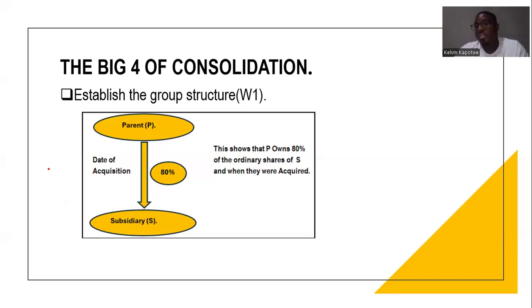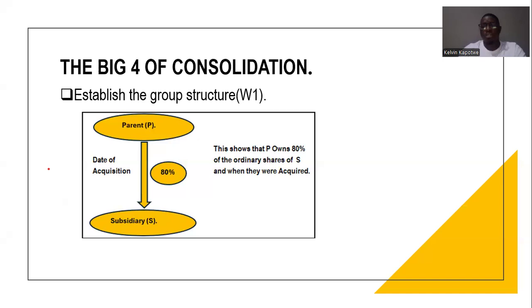The question is going to give you guidance on how to establish the group structure. The question can either say the parent owns 80%, or it can give you a proportion of the shares that were acquired in the subsidiary, and you must work it out. There are different ways that you have to use to determine the percentage of ownership in a subsidiary.